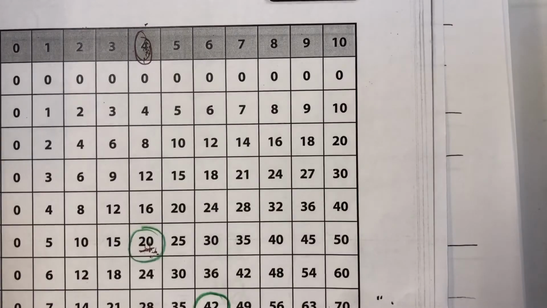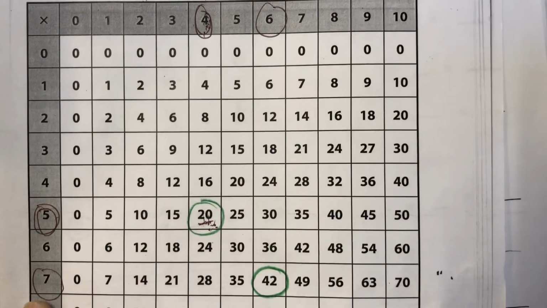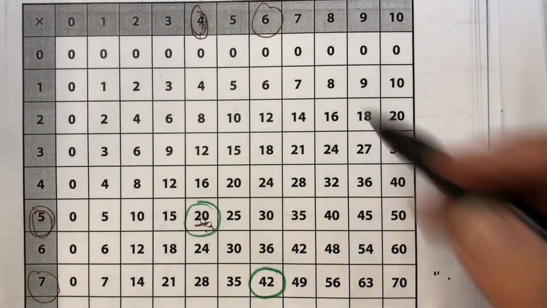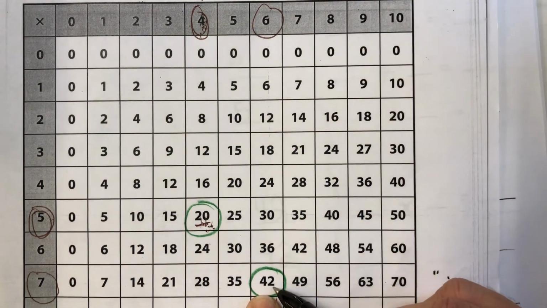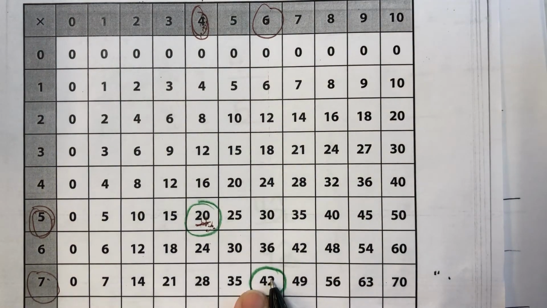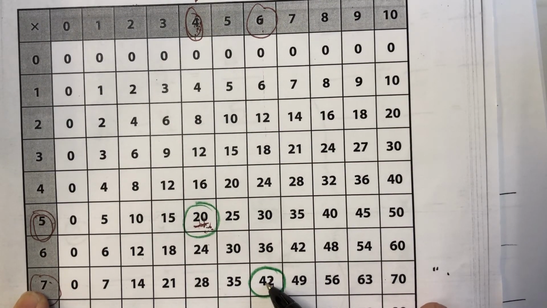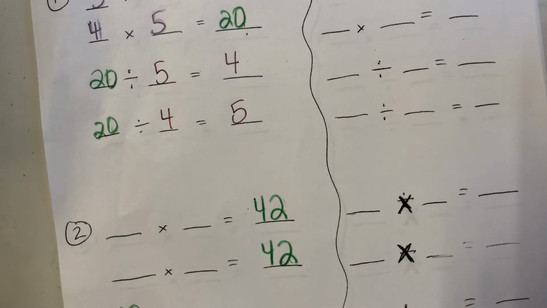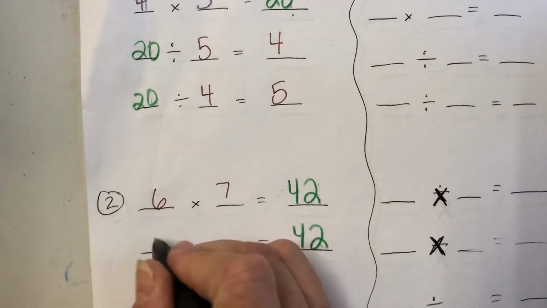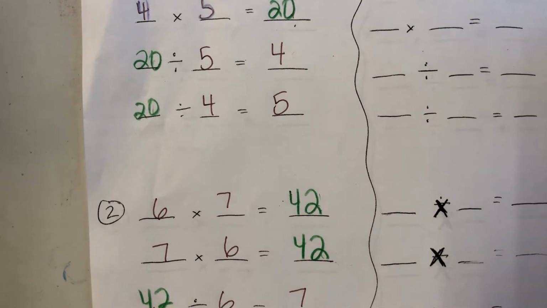Then, with 42, my factors are 7 and 6, right? There we go. 7 and 6 are 42. 7 times 6 is 42, 6 times 7 is 42. And then my division would be 42 divided by 7 equals 6, and 42 divided by 6 equals 7. Do you see that? Okay, so then I would go 6 times 7 is 42, 7 times 6 is 42, 42 divided by 6 is 7, 42 divided by 7 is 6. Muy bien?